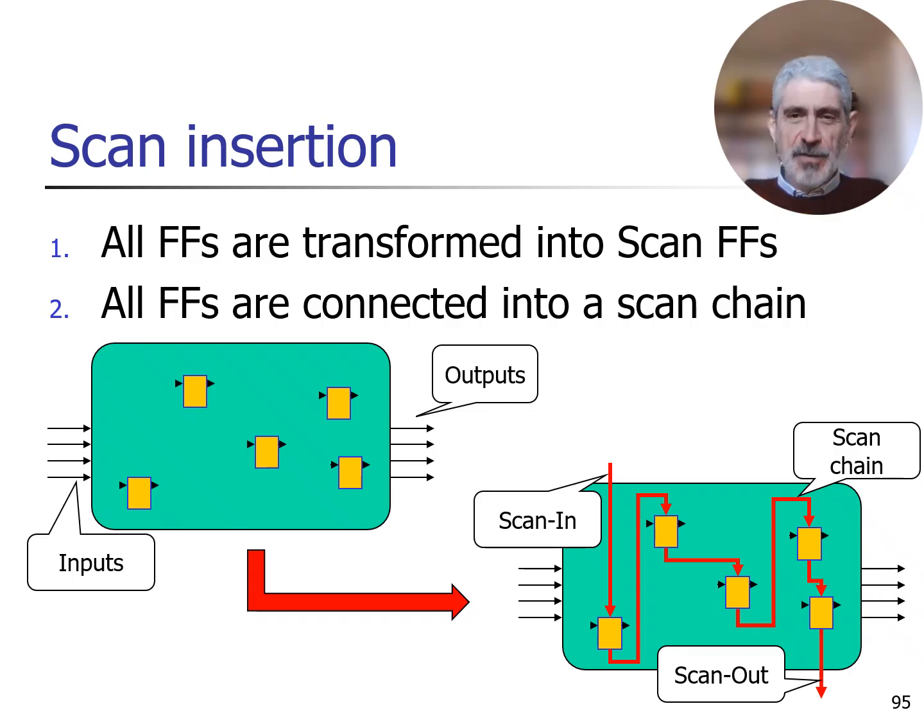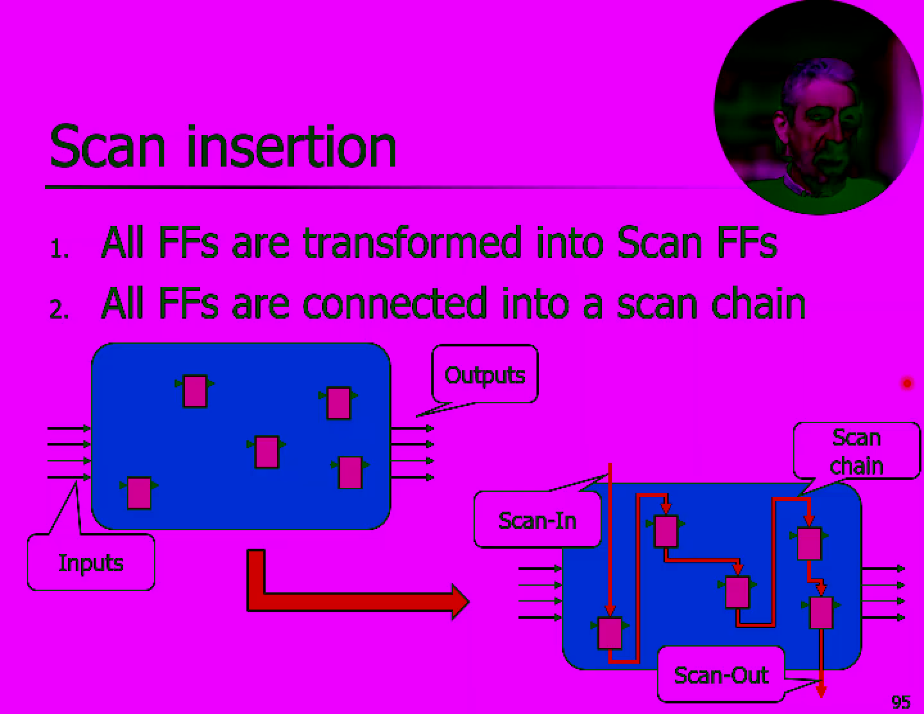Second step, all flip-flops, once transformed into scan flip-flops, are connected to form a chain. Now, what does this mean? It means that we will connect all the flip-flops, once transformed into scan flip-flops, in such a way that the SDO signal of one flip-flop is connected to the SDI signal of the following flip-flop in the chain.